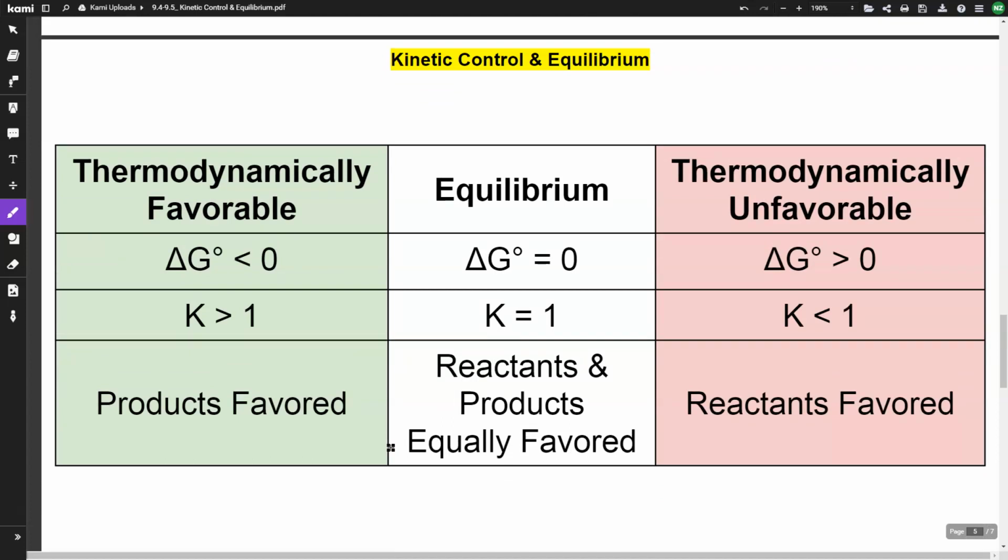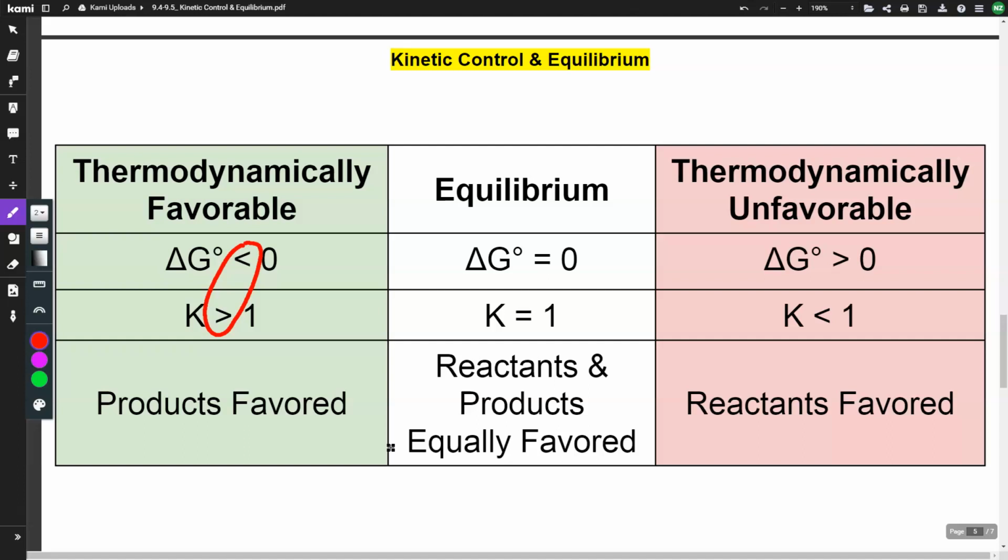Okay, so we know that if delta G is less than 0, that's favorable. If delta G is greater than 0, that is unfavorable. If delta G is at 0, we're at equilibrium. Now an easy way to remember this is G and K are going to be opposite. So if delta G is less than 0, and that's favorable, if K is greater than 1, then it's thermodynamically favorable. So they're opposites here.